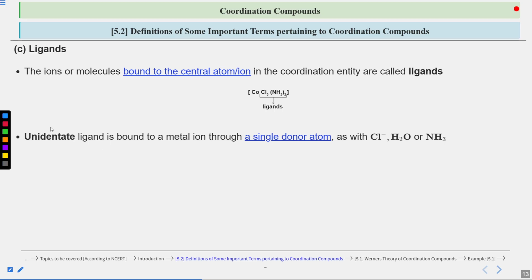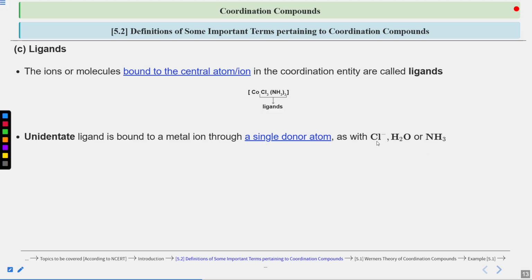Now, unidentate ligand. Uni means one. So a unidentate ligand is bound to a metal ion through a single donor atom, as with Cl negative, H2O or ammonia. We are saying that some ligands are considered unidentate ligands, and a unidentate ligand has the property to bind to the metal ion through only a single donor atom, as with chloride negative, water molecule or ammonia.